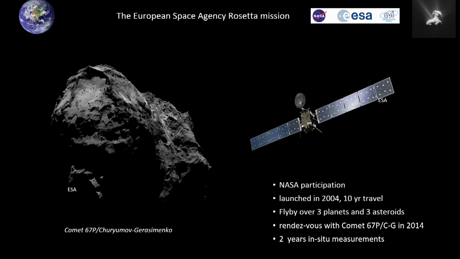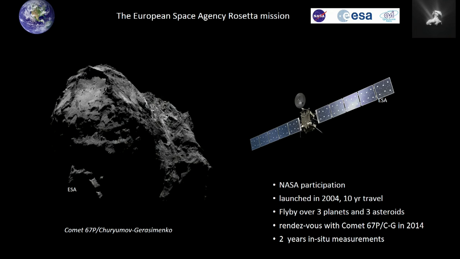Agency mission with NASA participation that took 10 years to reach a comet, 67P Churyumov-Gerasimenko, named after the two scientists who discovered it. The spacecraft stayed more than 2 years around the comet.